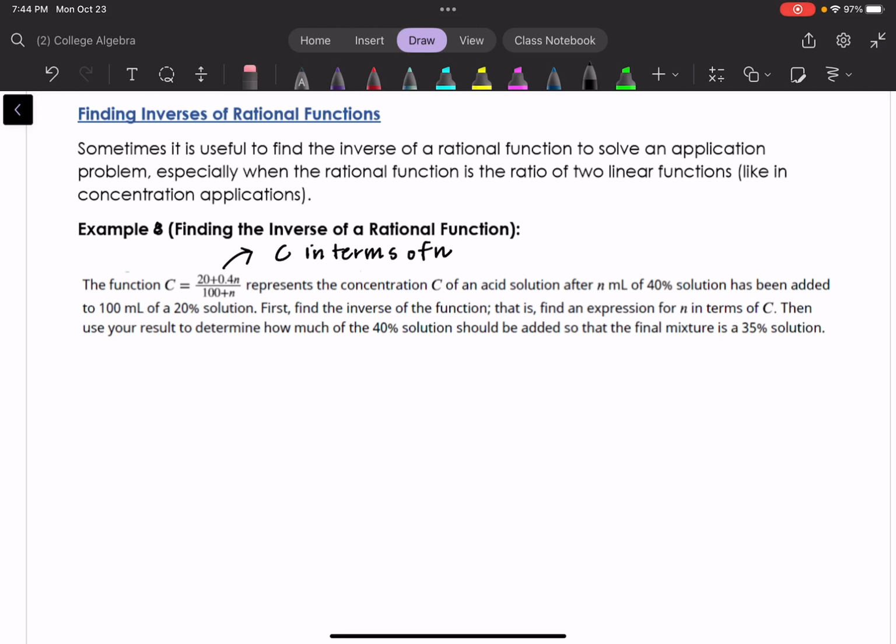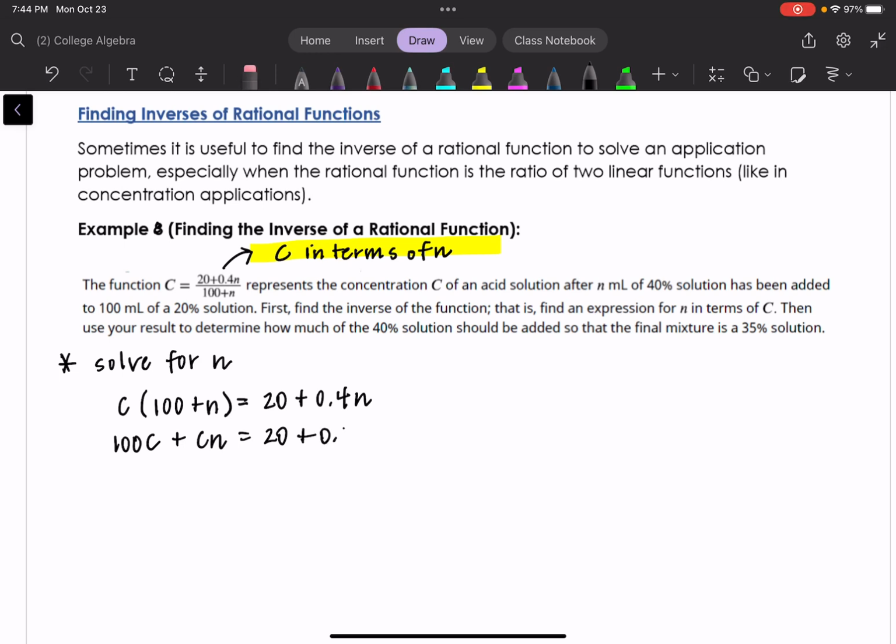All right, so we want to find the inverse of the function. We want to find an expression for n in terms of c, which is exactly the opposite of what we started with. And so in order to do that, we're going to do like we did with the volume. We want to solve, instead of r this time, we want to solve for n. And the way we're going to do that is we're going to multiply by the denominator on both sides to eliminate that denominator. That's 20 plus 0.4n. And so now I'll need to distribute the c. So that'll be 100c plus cn equals 20 plus 0.4n.